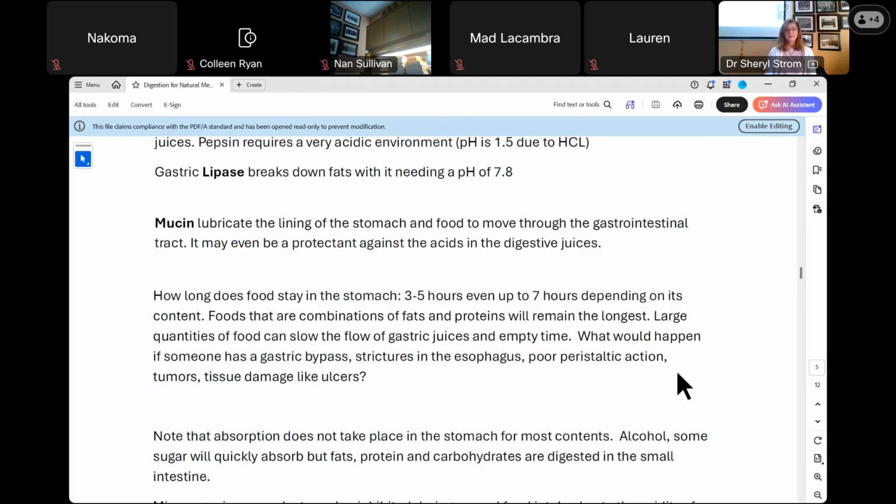What would happen if someone had a gastric bypass or strictures in the esophagus, poor peristaltic action, tumors, tissue damage like ulcers? Think about those things that would cause obstruction and slowing down of the digestive system. What you need to know is what's considered normal, and then when you have your clients, you go to the abnormal, I guess, if you want to call it that.